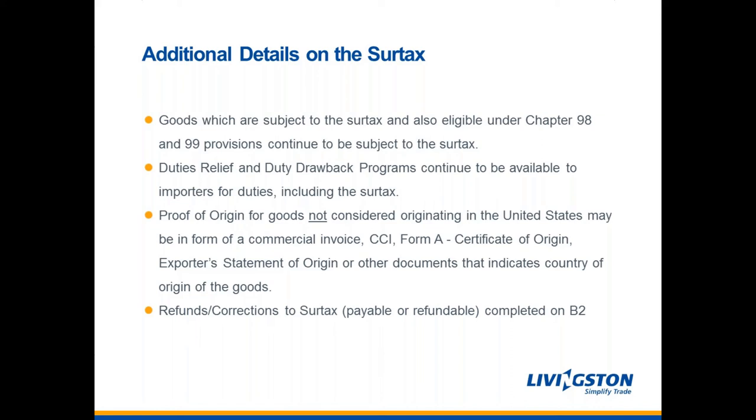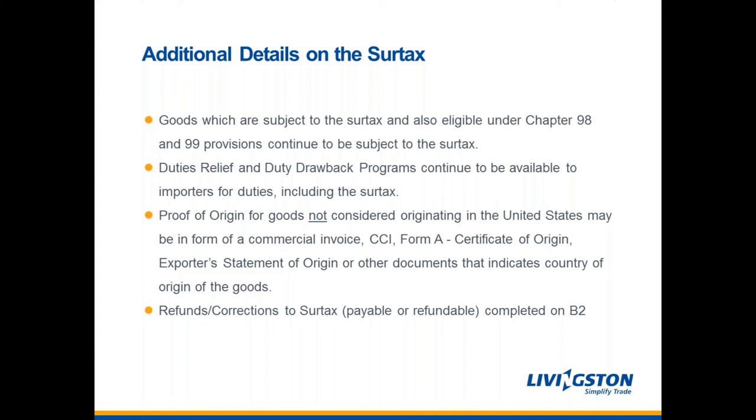The duty relief programs you have to apply for ahead of time, so you have to be approved before you can utilize it. The duty drawback program essentially means that the surtax is paid and it's recovered after the fact. Proof of origin for goods not considered to originate in the U.S. takes the form of standard commercial documentation or certificates of origin of some means or another. So one of the questions we get a lot is what do I have to indicate in terms of showing that these goods aren't of U.S. origin. So it's just standard customs documentation, certificates that essentially state the origin of the commodity, being the country of what it is.